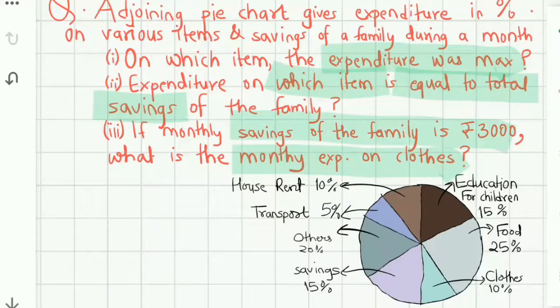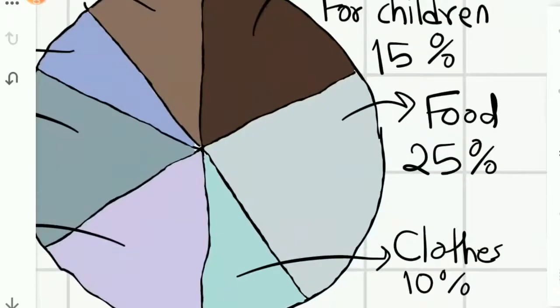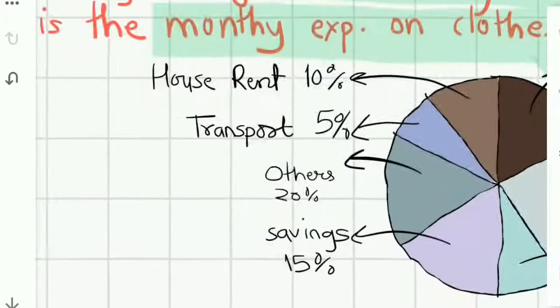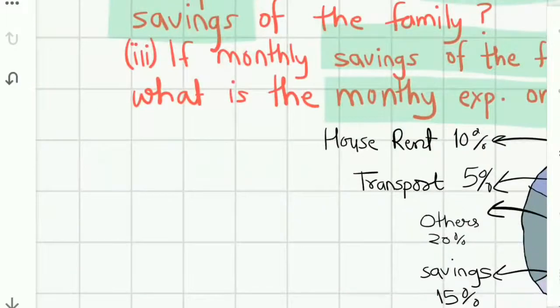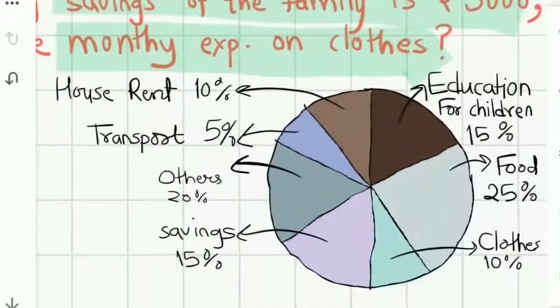We can easily find out all of these things. Let's see how. Now, according to this pie chart, food requires 25% of the salary. So let's make a chart out of this given.